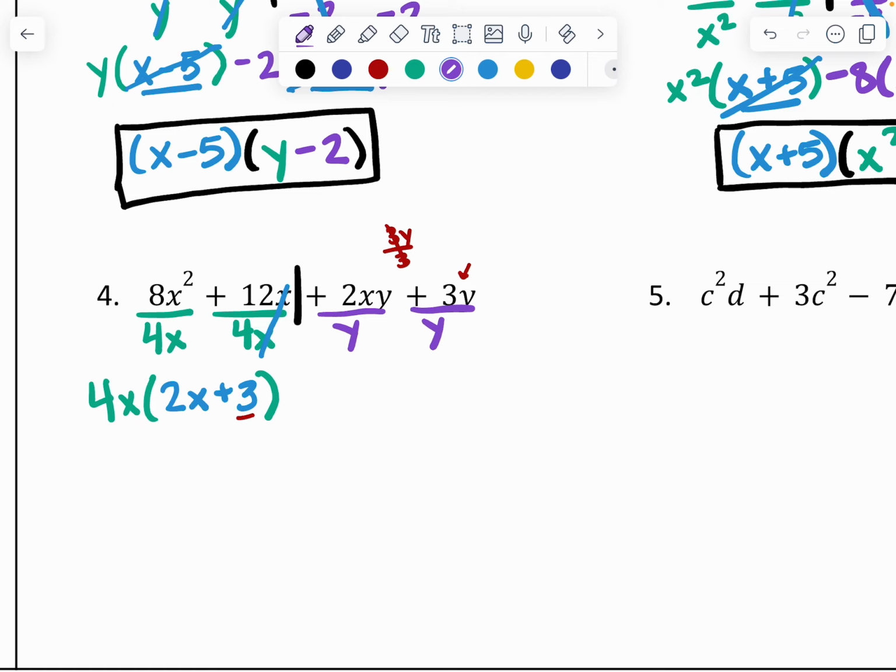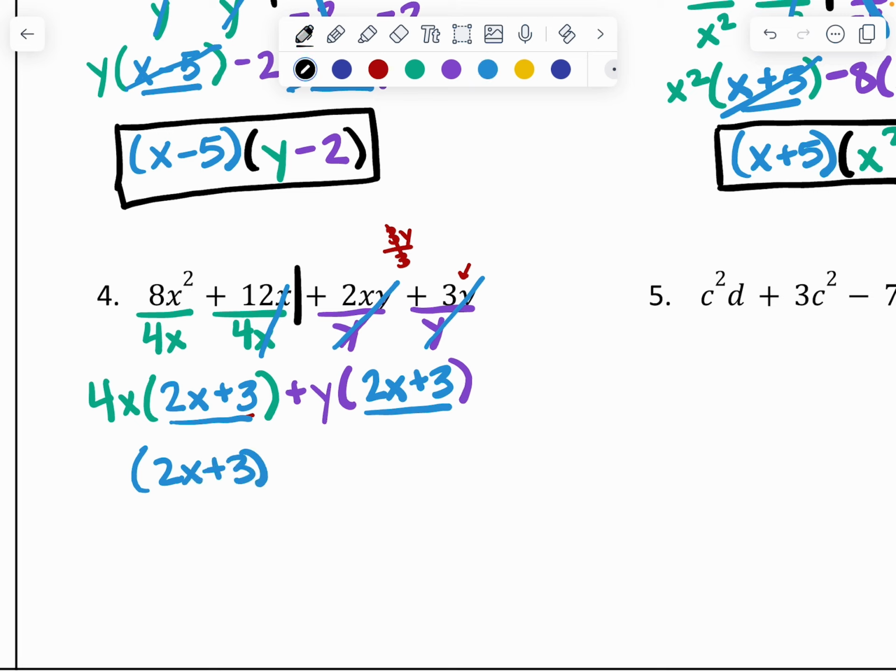So 2xy divided by y, just the y's cancel out. Oh, I forgot to write plus y here. Plus y. The y's cancel out, and so I'm left with 2x. And then the y's cancel out here, plus 3. I have 2x plus 3 and 2x plus 3. And then I'm left with 4x plus y.